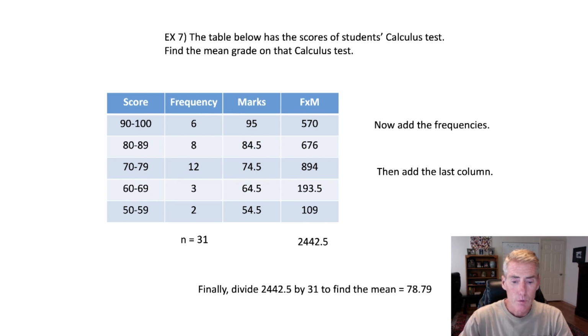So 2442.5, when you divide by 31, that's an average score of 78.79. So that's how you find the mean based off a frequency table.